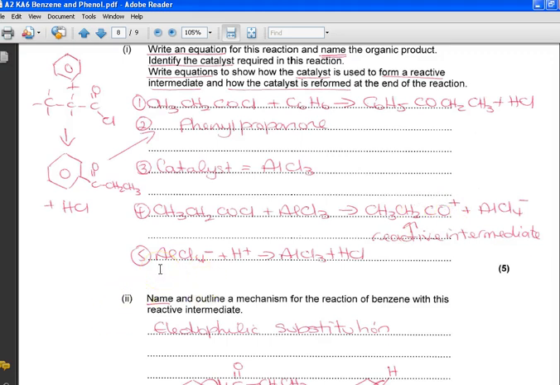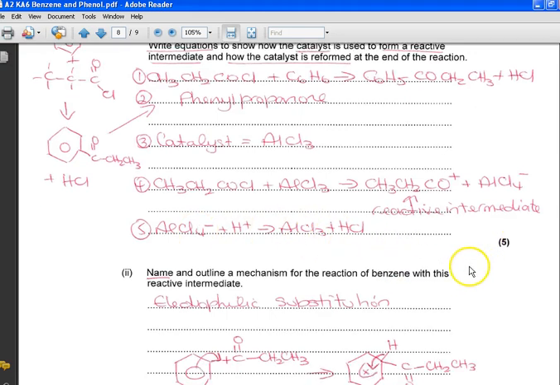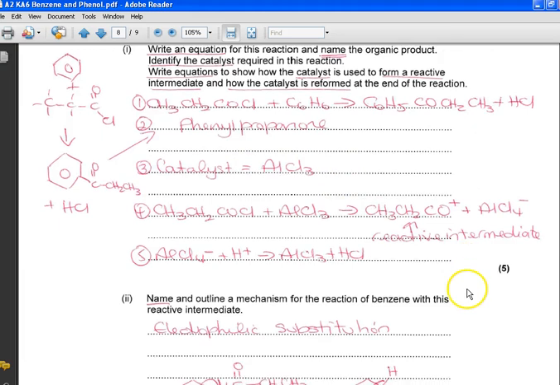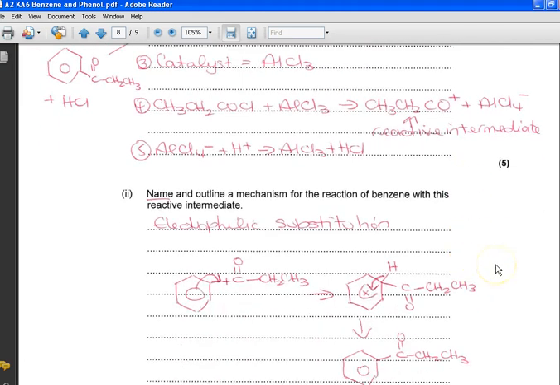And then how the catalyst is reformed. Your H+ comes off the benzene and takes the chlorine from the halogen carrier. Okay, and there's your 5 marks. But just make sure, there's quite a lot asked for up here, and a lot of you missed out, say, the name, or didn't write the catalyst, and so on and so forth. So just make sure you have covered everything.